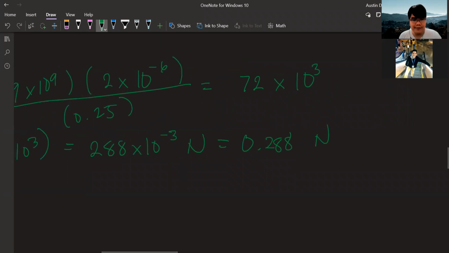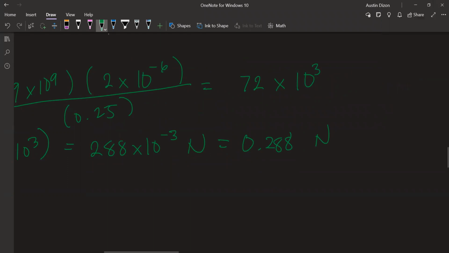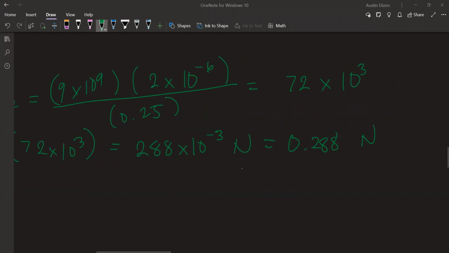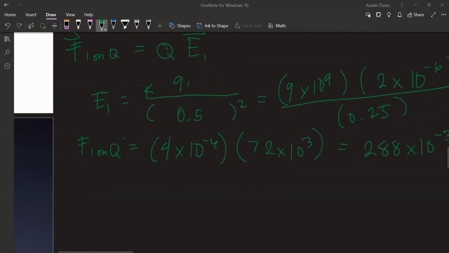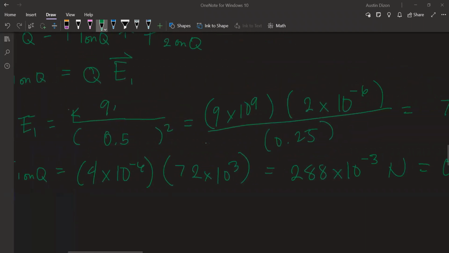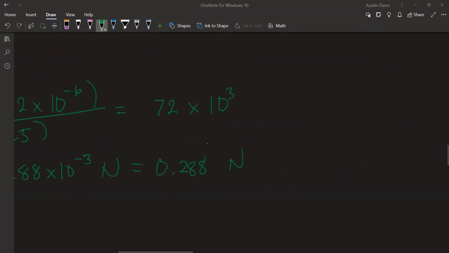Newtons. Okay? Well, pwede ka naman dito na maglagay millinewtons. Di ba? Millinewtons. Okay? So, yan. Ito yung unang force.